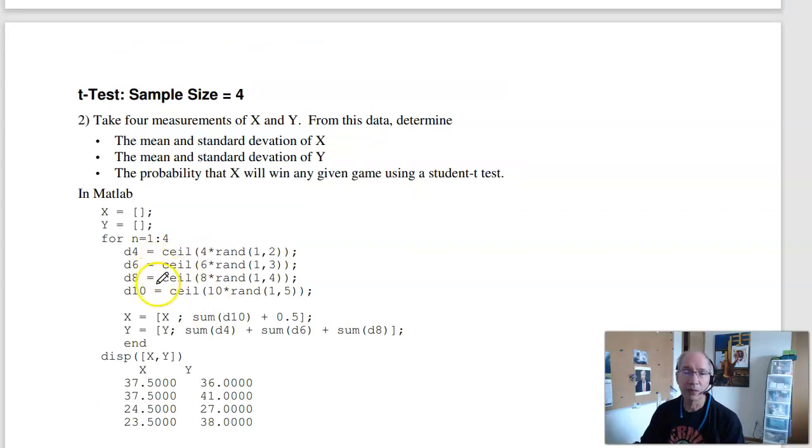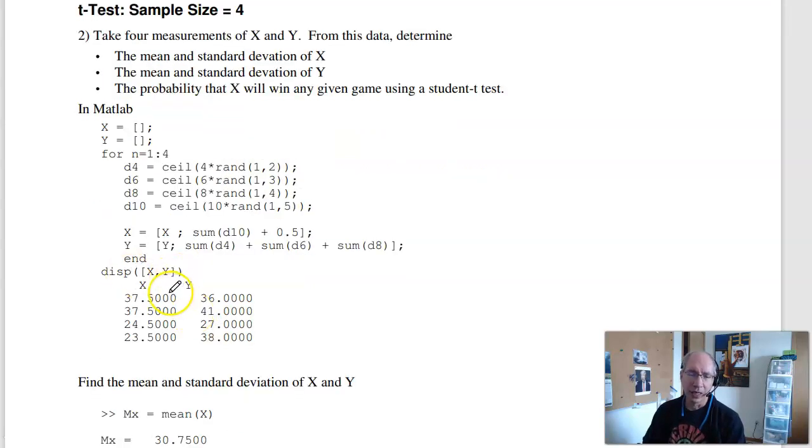So I'll take 4 measurements for X, 4 measurements for Y, and that's what this does. I start with a cleared matrix, clear X and Y, and then add to it the previous results. This is a little bit inefficient, but when you're running at 4 gigahertz, you don't really care. When you're done, here's the scores for X, there's the scores for Y.